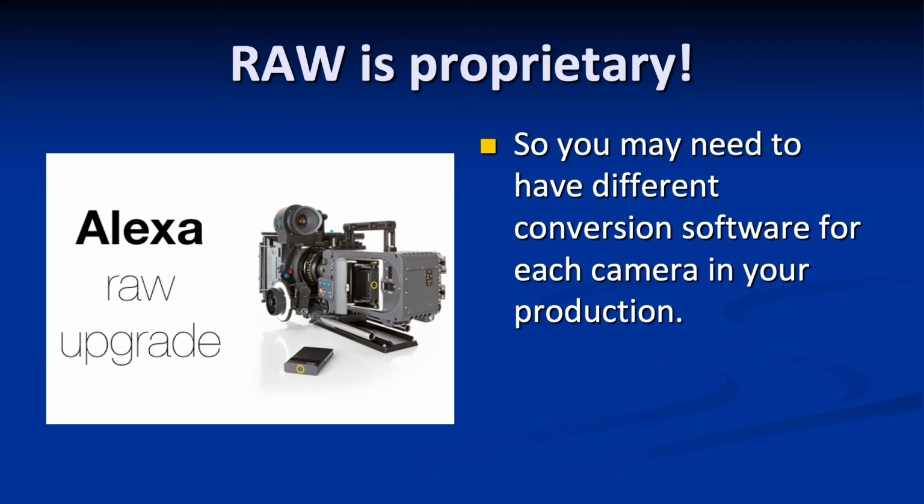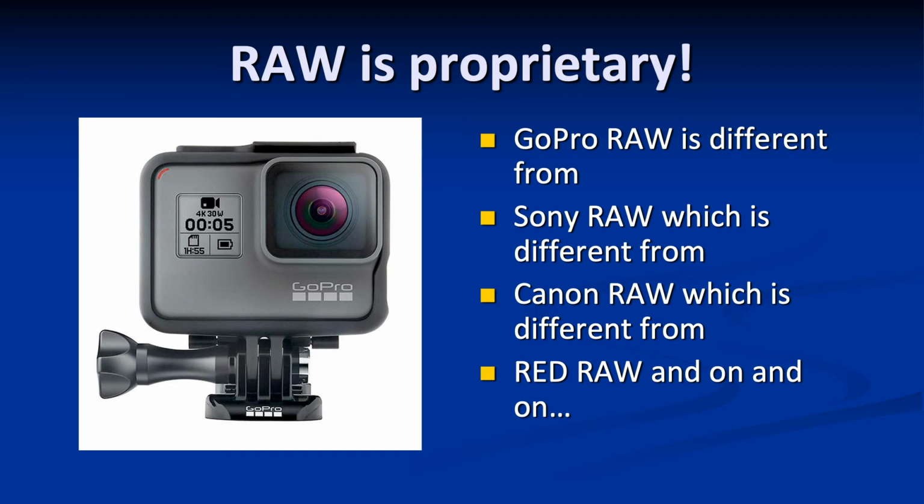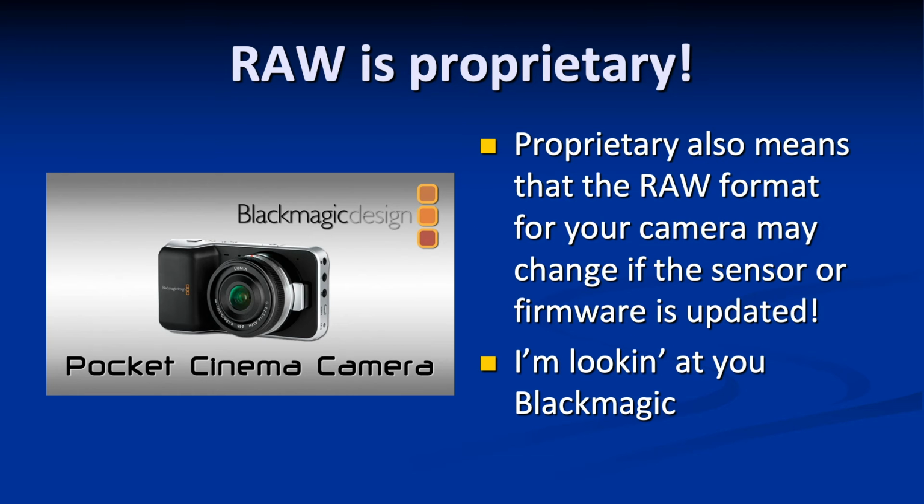Or you can use programs like Adobe Premiere, which will have some RAW conversion software, but be careful with some of those general purpose RAW converters. They can be harsher on the file than ones specifically written by the manufacturer. GoPro RAW is different from Sony RAW, which is different from Canon RAW, which is different from Red RAW, and so on. The other thing about RAW files, which is kind of bizarre perhaps, is that because they're proprietary, the file formats can change if sensor firmware is updated.